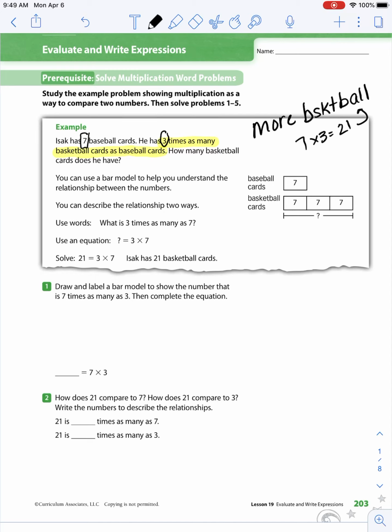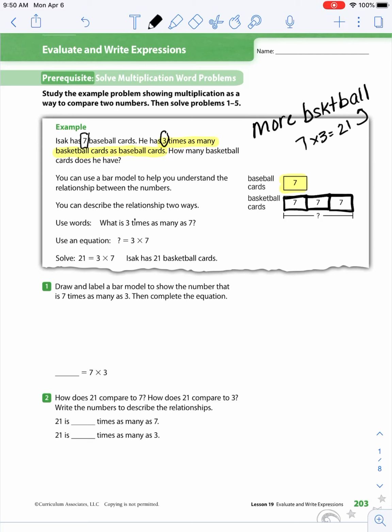You can use a bar model to help you understand the relationship between the numbers. You can describe the relationship 2 ways. You can use words. What is 3 times as many as 7? So look what they did over here. They did baseball cards. He has 7. They didn't know how many basketball cards he had, but they knew that he had 3 times that. So there's 1 time, 2 times, 3 times, which is 3 times 7. So he has 21 basketball cards.